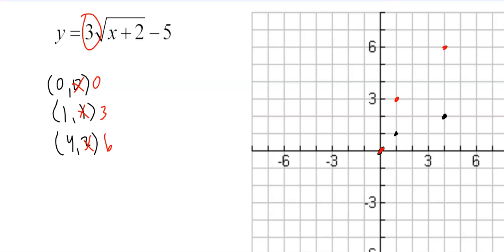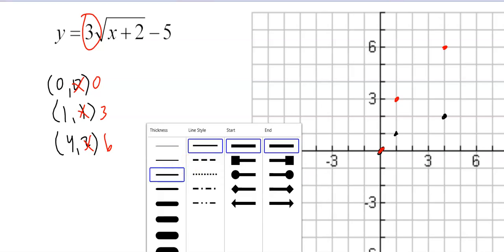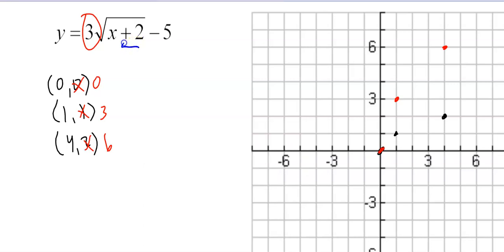And then we have 2 more transformations happening here. This is going to go to the left 2 units and down 5 units. So every point, this starting point, goes left 2 and down 5. This one goes left 2 and down 1, 2, 3, 4, 5. This one goes left 2, down 1, 2, 3, 4, 5. And so the graph looks roughly like this. It's kind of nifty looking there.